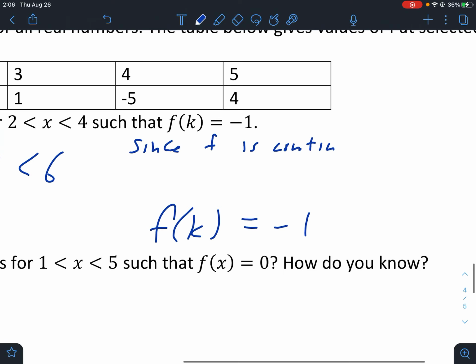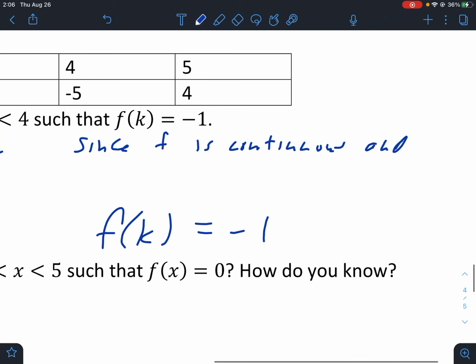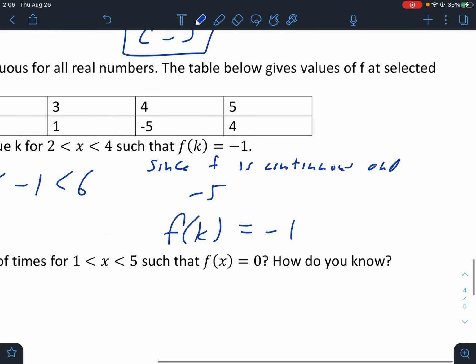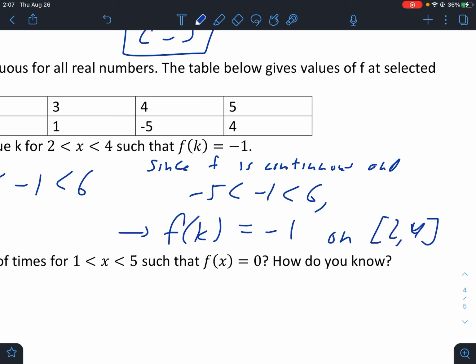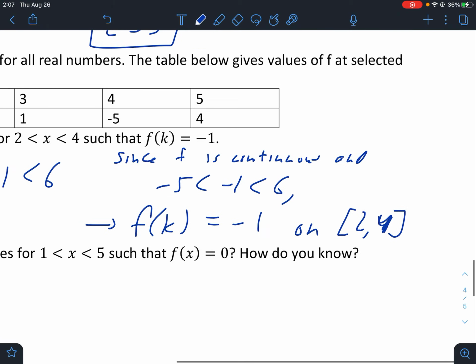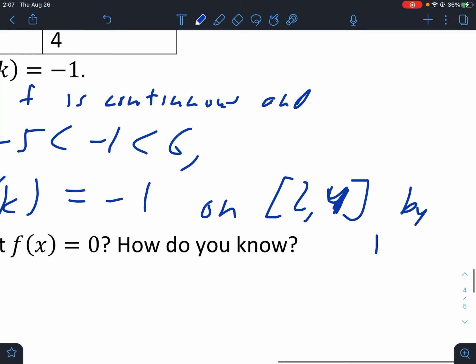All right, so because f is continuous, and because -1 is between -5 and 6, there must be an f of k equal to -1 somewhere on this interval, by the IVT.